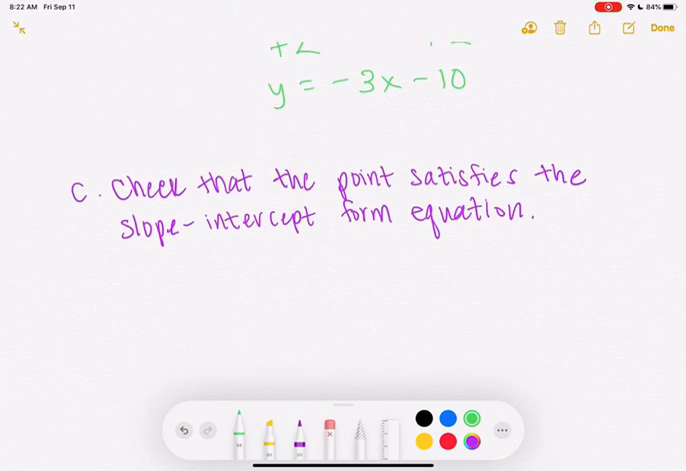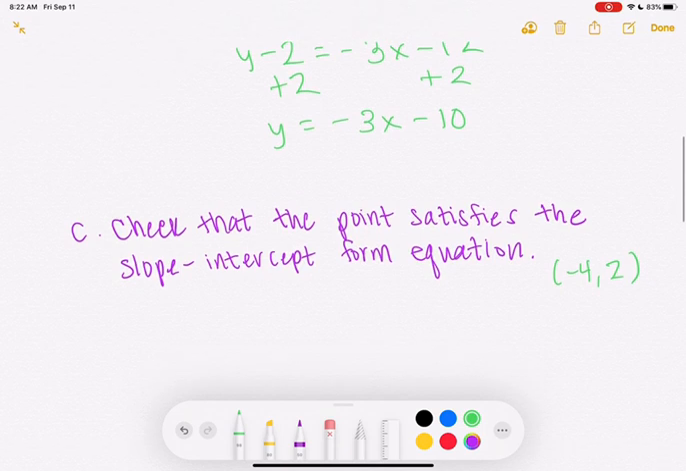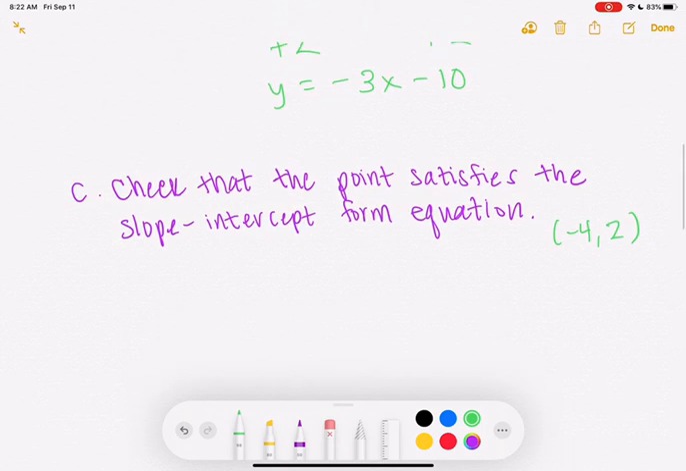For the next one, I have check that the point, so when we're talking about the point, let me write it down from up above. That point was -4, 2. Let me double check. -4, 2, sure was. Now we're going to check that the point satisfies the slope-intercept form. The slope-intercept form that we figured out was y equals -3x minus 10.